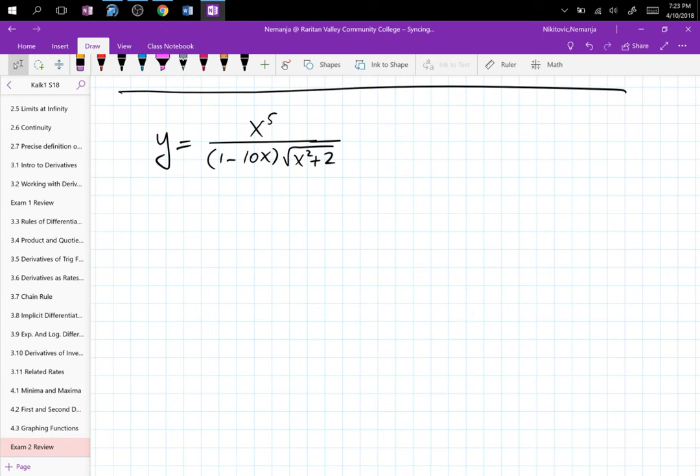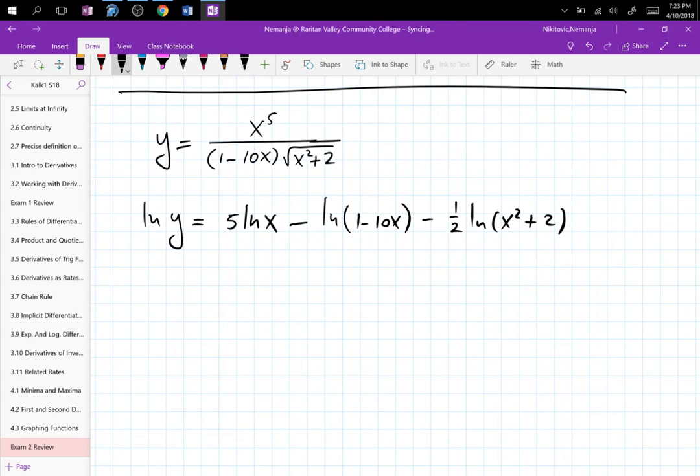So we're going to ln both sides, and we are going to break everything apart. So that's going to be 5 ln x minus ln of 1 minus 10x, you can't break that, minus 1/2 ln of x squared plus 2. Both of these are in the denominator, so they both need to be minus. And now we hit this with differentiation with respect to x.